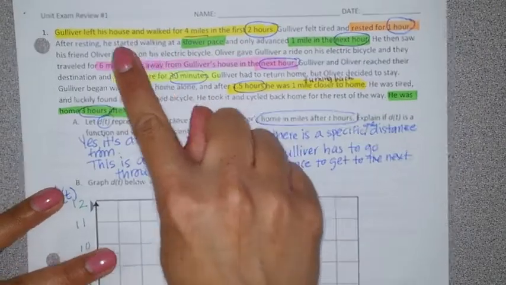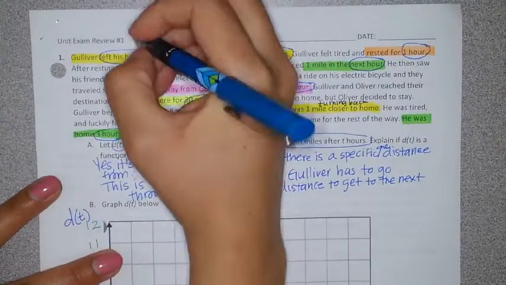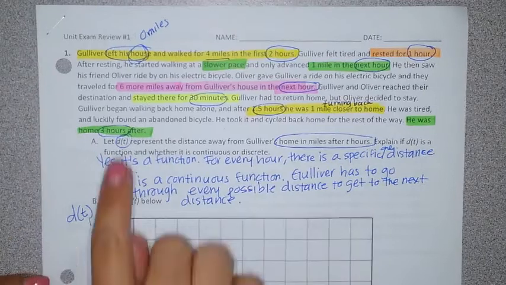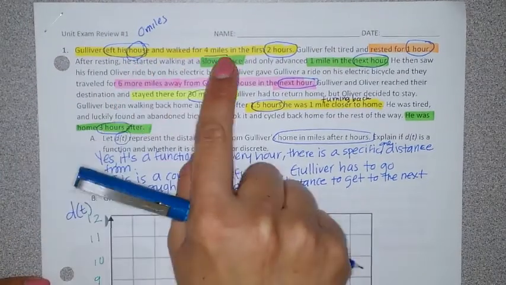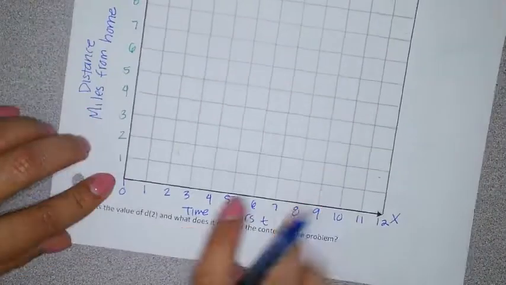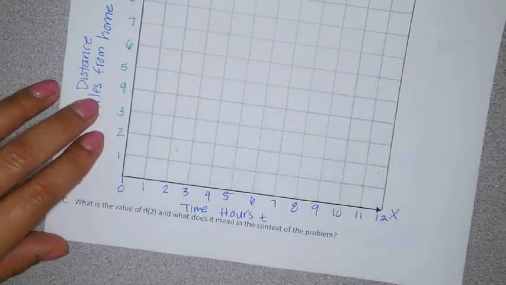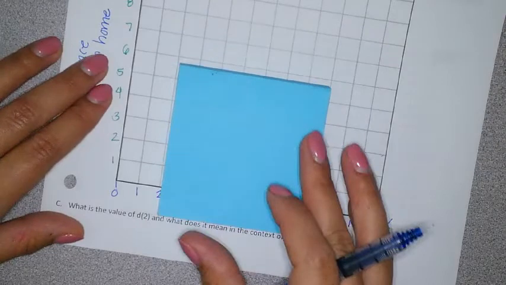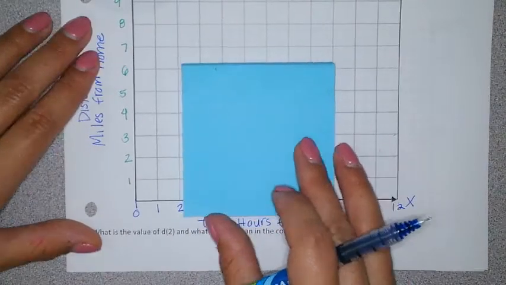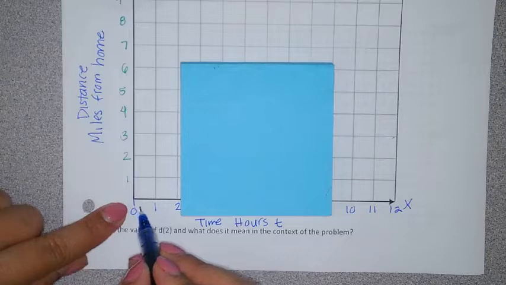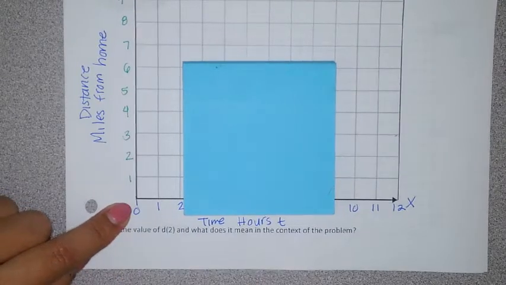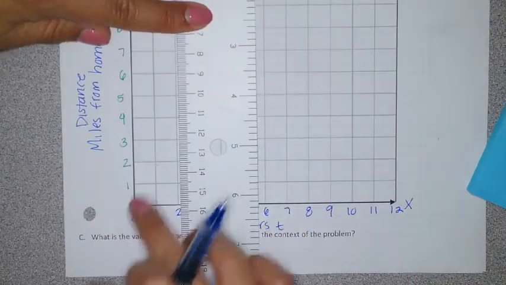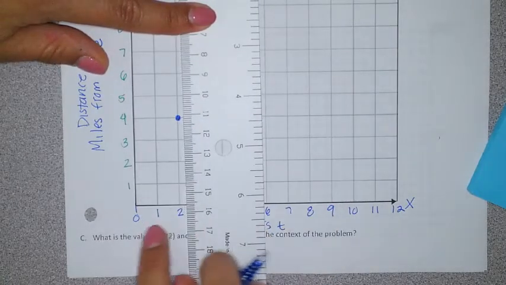So he left his house. When he's at the house, the actual house is 0 miles away from home because he is at home. So he starts at home at 0 miles and then he walks 4 for the next 2 hours. So for this space of time, for 2 hours he walked, he left home and he's going to walk all the way to 4. So from 0 to 4 in 2 hours time.